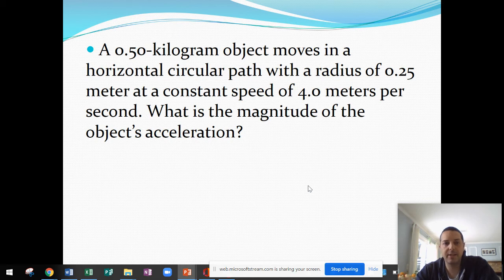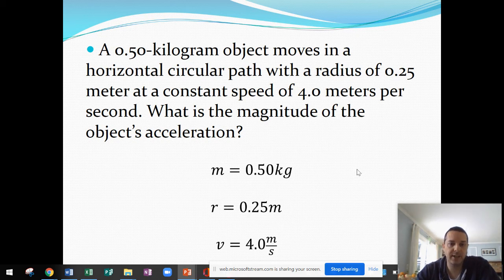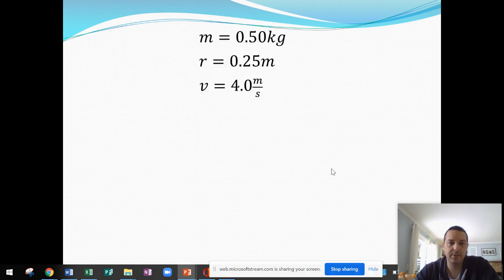Here we have a 0.5 kilogram object that moves in a horizontal circular path with a radius of 2.5 meters. It's moving with a constant speed of 4 meters per second. And we want to know the magnitude of the object's acceleration. So the things that we know: its mass, we know its radius, we know its velocity. This is everything we need to determine the centripetal acceleration of the object.